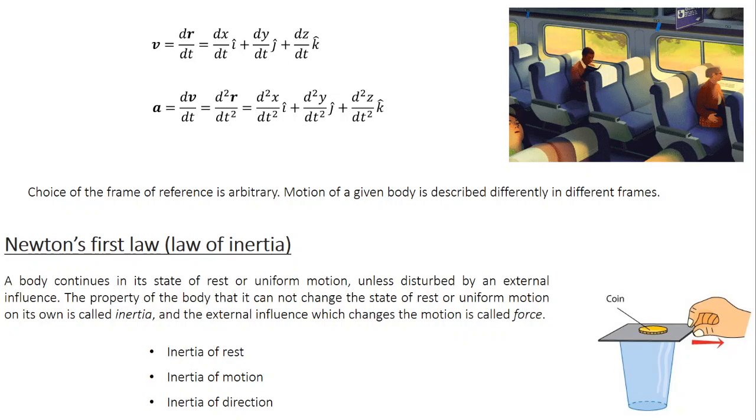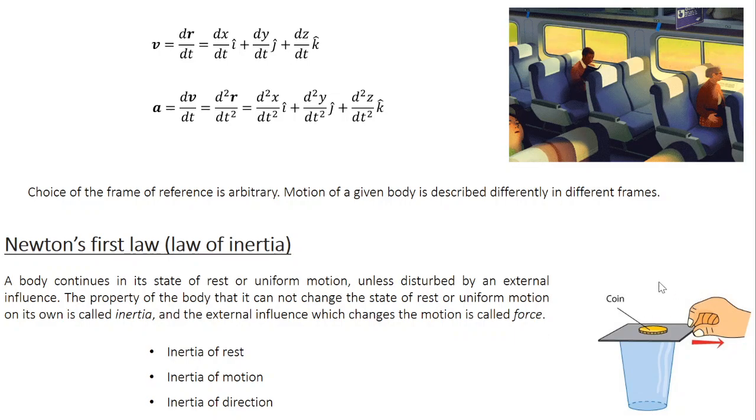Coming back to Newton's laws, Newton's first law, which is also known as law of inertia, states that a body continues in its state of rest or uniform motion unless disturbed by an external influence. The property of the body that it cannot change the state of rest or uniform motion on its own is known as inertia, and the external influence which changes the motion is called force.